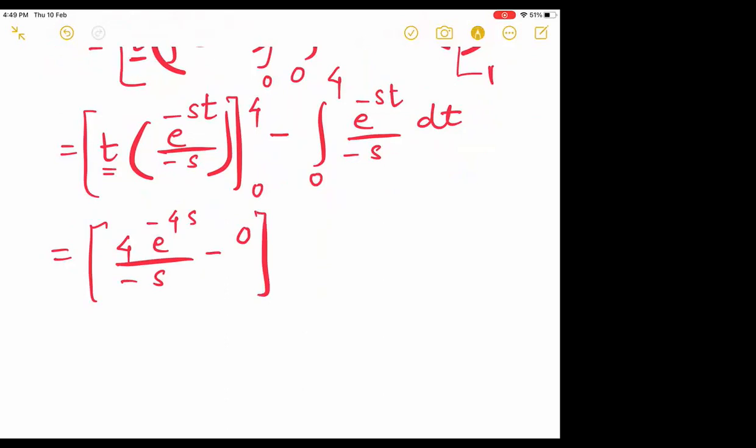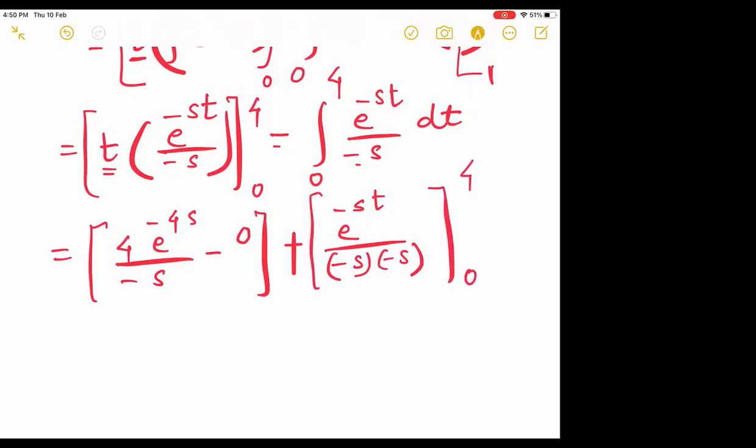Okay, first bracket. Minus, now this minus and minus will make it positive. Then the integration of 0 to 4 e raised to minus st. So once again the integration of e raised to minus st becomes e raised to minus st upon minus s, and the first minus s I am writing as it is. In that, again you are putting the limits 0 to 4.